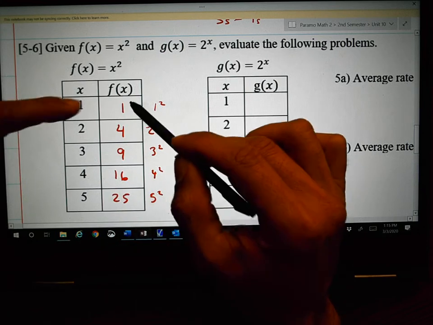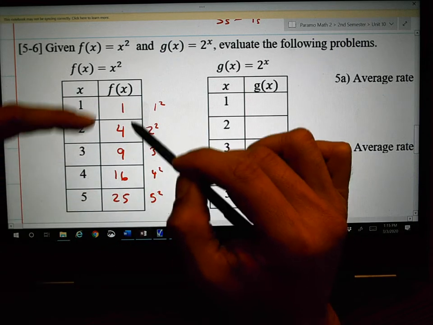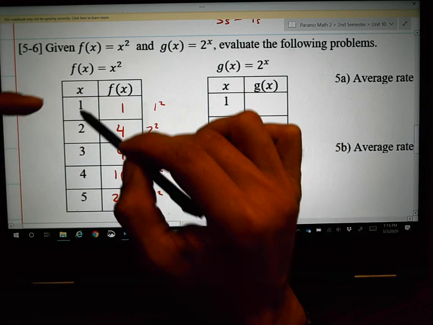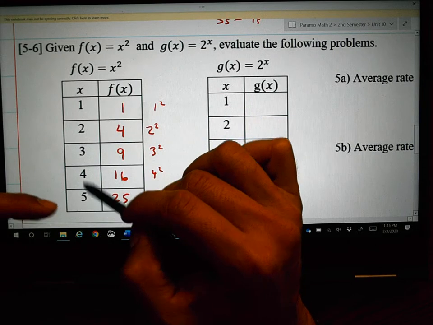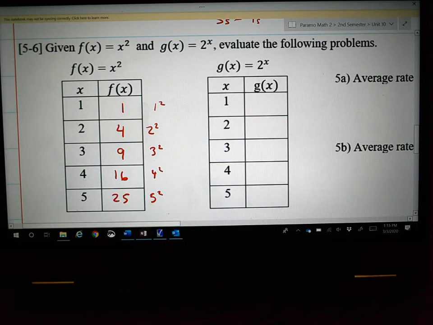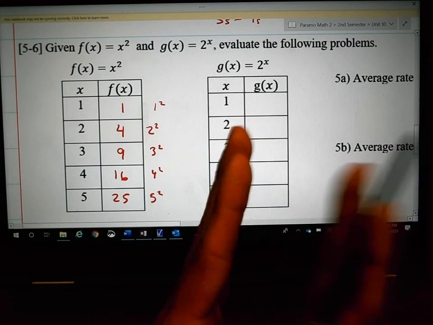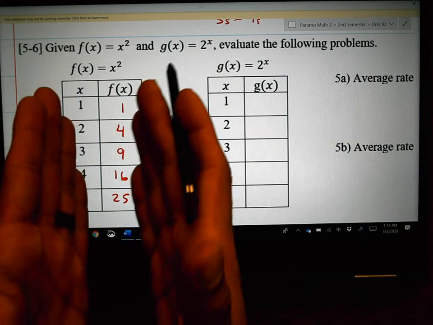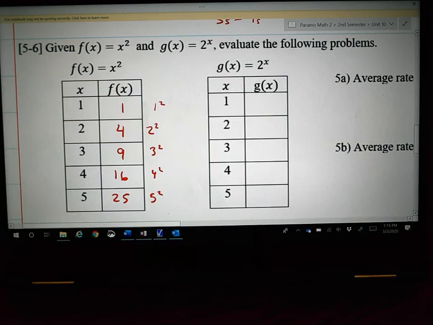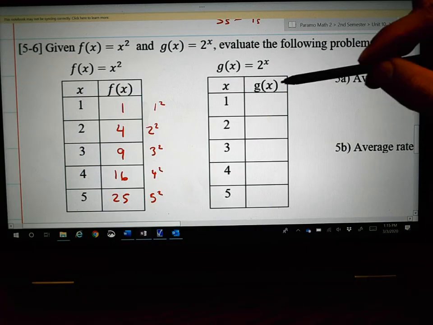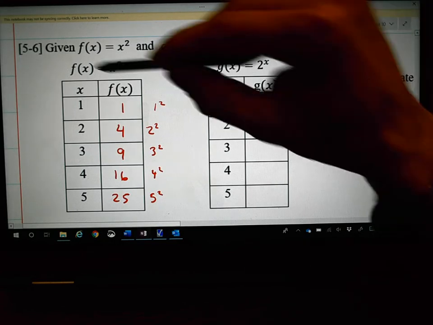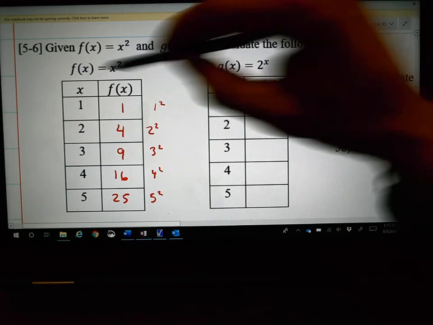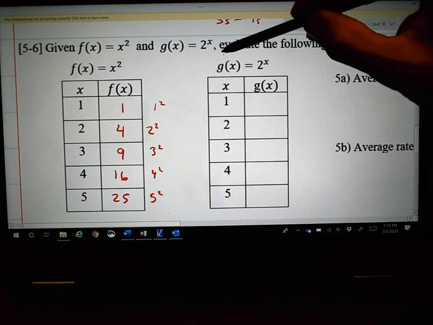So these are your outputs. These are your y's. These are your x's. When you're looking for your average rate of change, you actually have to calculate or figure out what the output is by plugging it into the function. This says g of x. We're not using f of x. We're not using this function. We're using the function that is named by the g.